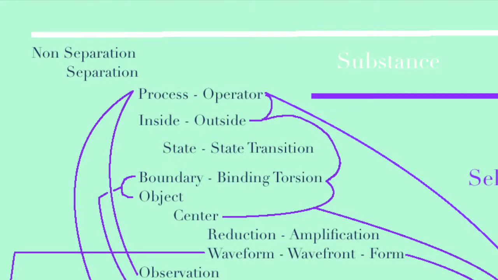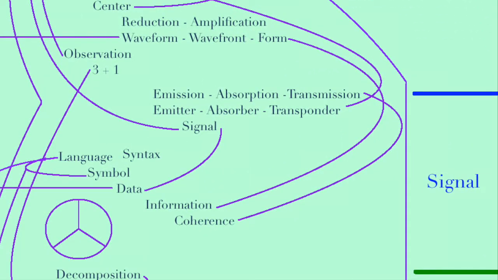A waveform is a finite bounded entity with 2 classes of processes, reduction and amplification. A wavefront is the outer boundary of a waveform. A form is a waveform prior to the instantiation of its processes. Observation is the process which transitions a waveform into its successor. The next distinction is signal.